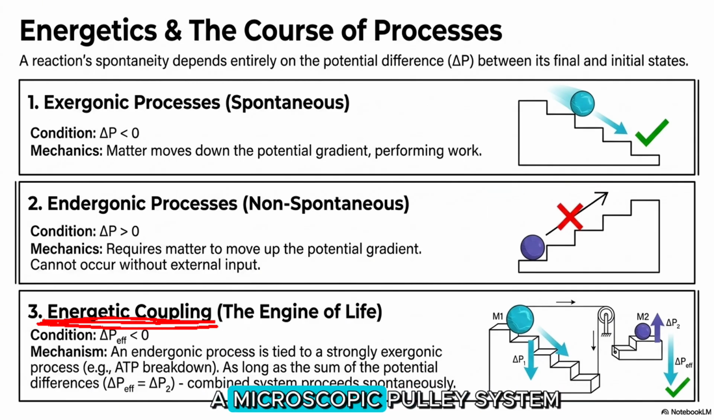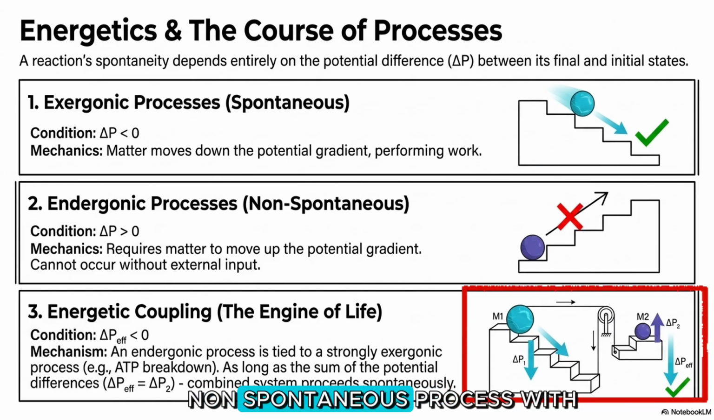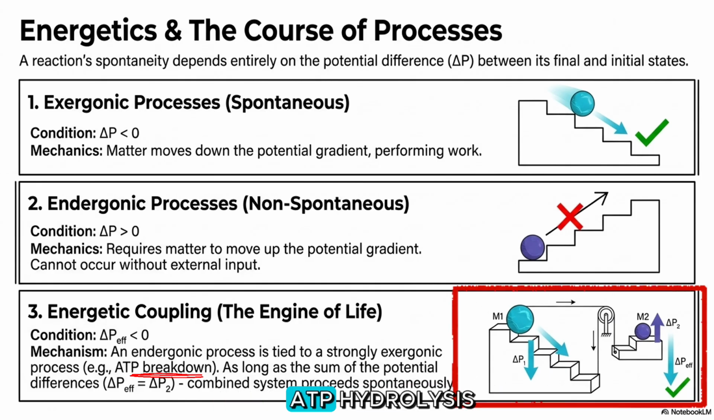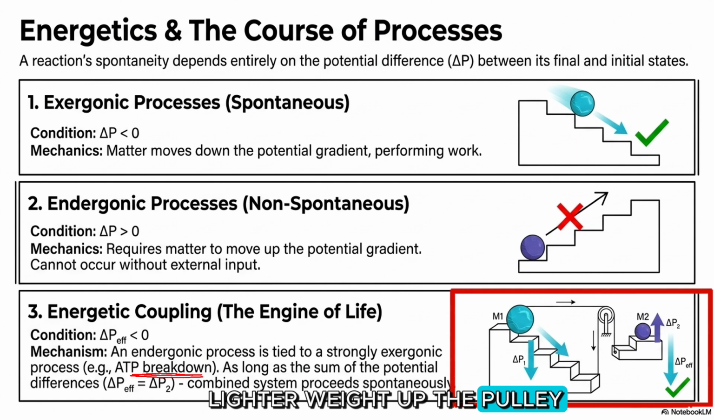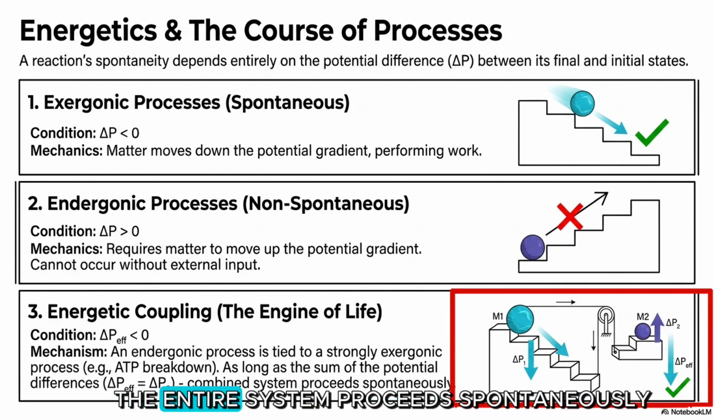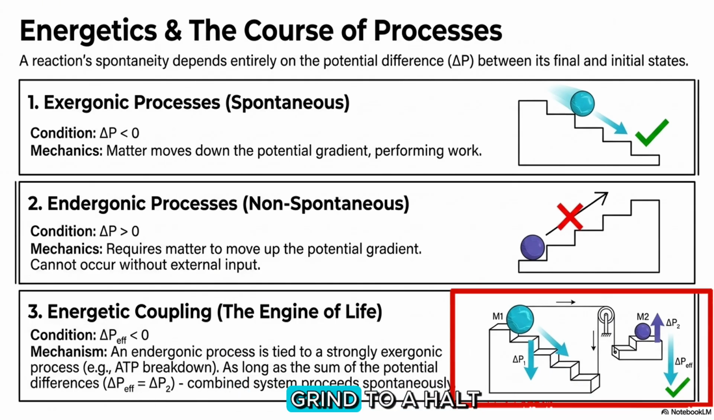Think of this like a microscopic pulley system. The cell pairs a heavily endergonic, non-spontaneous process with a massively exergonic one, like the breakdown of ATP. ATP hydrolysis acts as a heavy weight pulling a much lighter weight up the pulley. As long as the combined sum of those potential differences is negative, the entire system proceeds spontaneously. Without this clever trick, complex life would just grind to a halt.